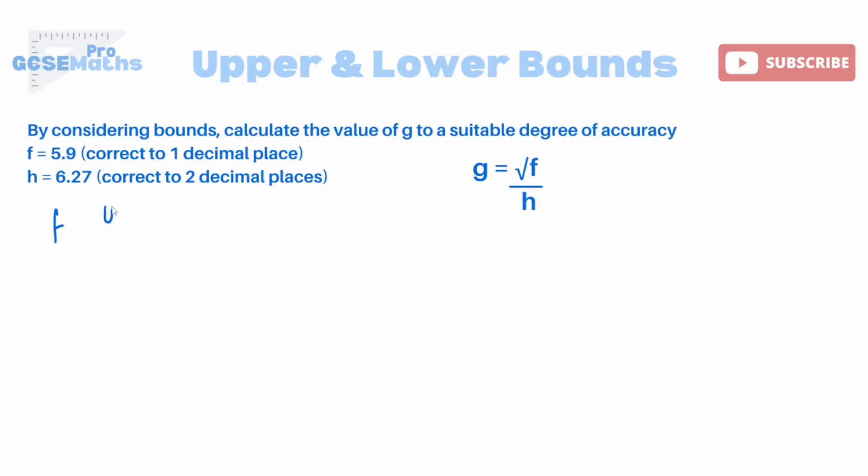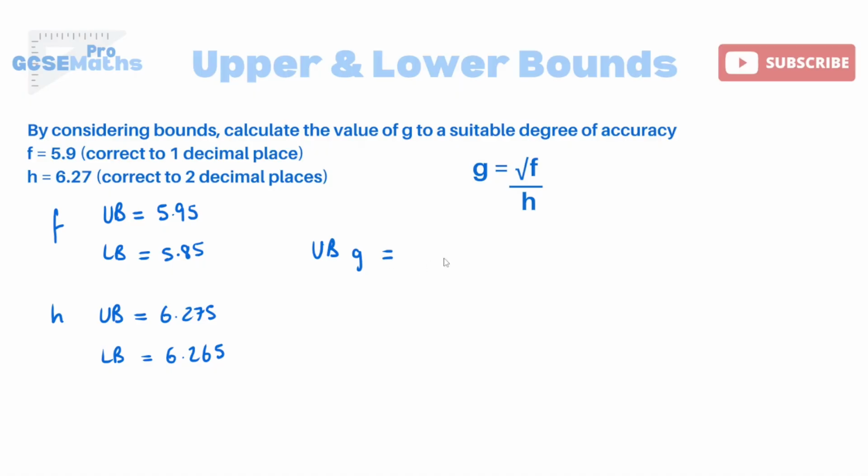So for f, the upper bound is correct to one decimal place, so that'd be 5.95, wouldn't it? Lower bound's obviously then 5.85. H, the upper bound would be 6.275, and the lower bound's then obviously 6.265. So now I just need to figure out what combination I need in order to find the biggest value of g and the lowest value of g.